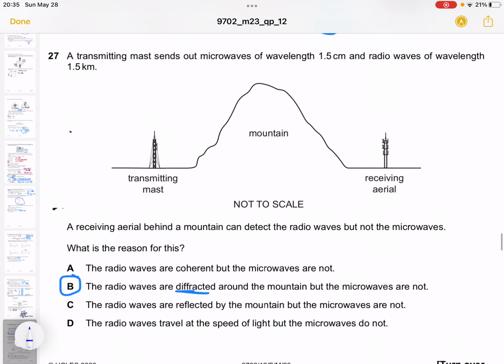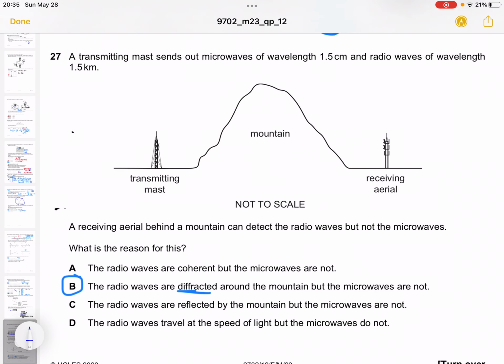Question number 27 says that a transmitting mast sends out microwaves of wavelength 0.7. That's a repeated question. A receiving aerial behind the mountain can detect the radio waves, but not the microwaves. This is because of diffraction. So B is the appropriate answer. That's the shadow region.